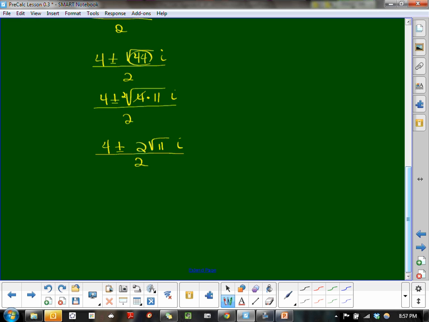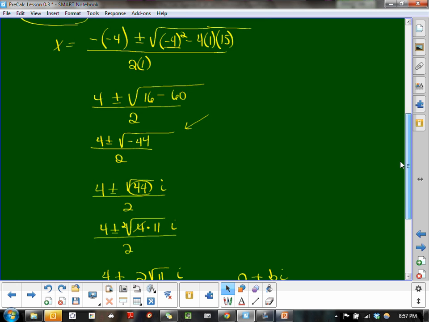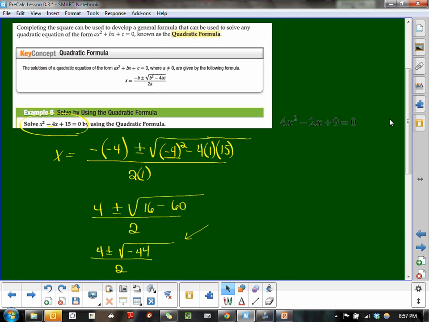Remember, in a complex number, you need to finish it with your standard form a plus bi. So I want to break up this fraction into 4 divided by 2 plus or minus 2 times the square root of 11 all over 2, i, and we'll simplify one last time. It's 2 plus or minus the square root of 11i. Now those are your solutions for that quadratic equation. Okay, so don't be surprised if you're going to run into some of these equations that have complex solutions.